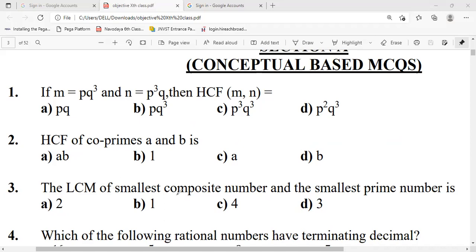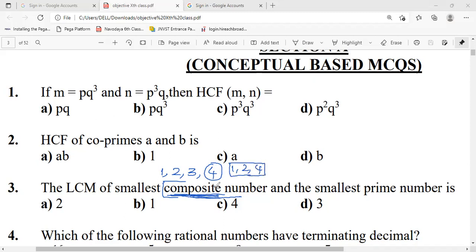Next, third one: what is the LCM of the smallest composite number and the smallest prime number? What is meant by a composite number? Composite number means a number that has more than two factors. Suppose 1, it doesn't have any factor; 2, 3, they don't either. 4, yes, it has more than 2 factors: 1, 2, and 4.